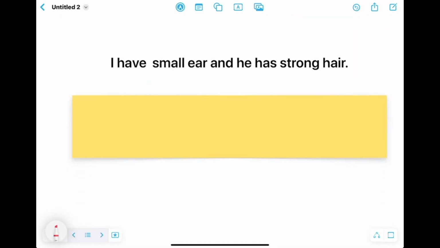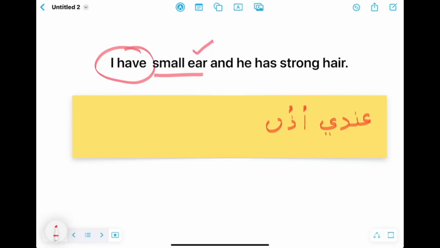I have a small ear and he has strong hair. Okay, come on, let's translate. What is I have? Indi. Okay, come on, let's write. In. D. E. Indi. Small ear. First translate ear. What is ear? Udhun. Very good. Small. What is small? Saghir. Right? Come on, Saghir. Sa. Ghi. Ya. R. Saghir. Very good.